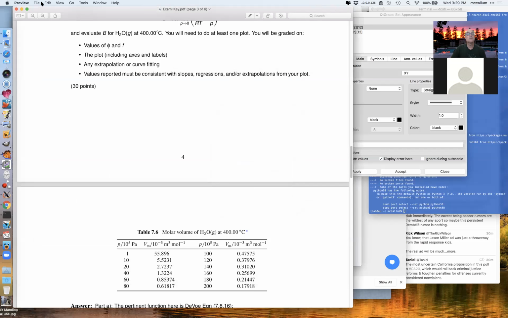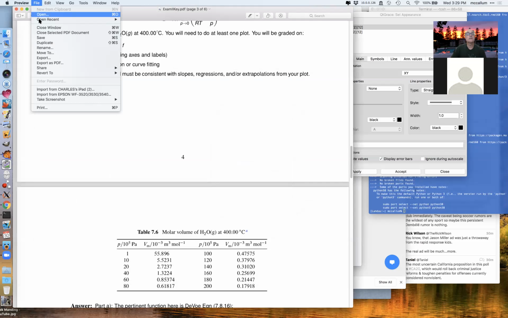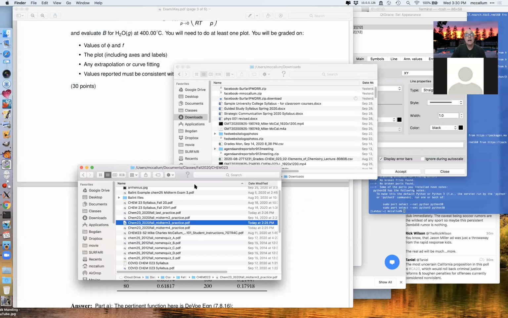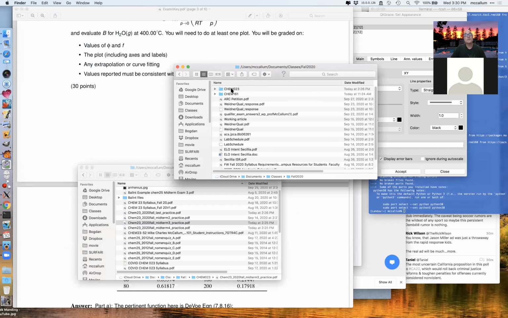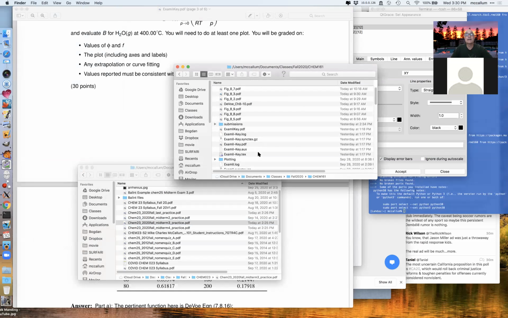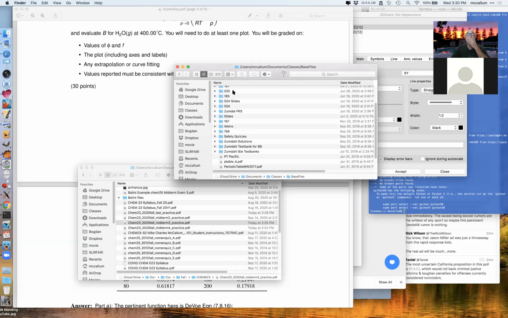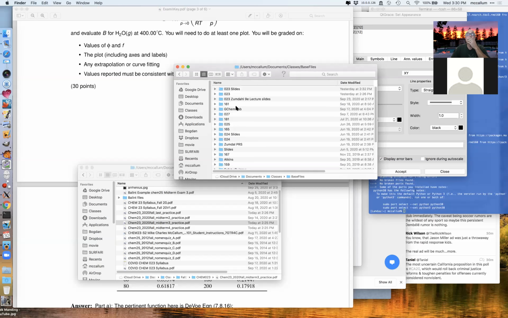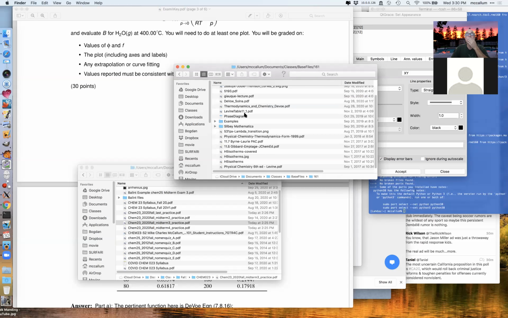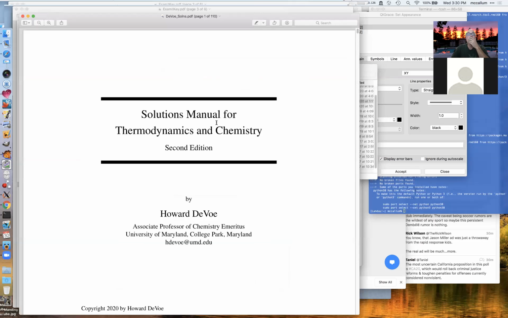In a problem like this, I have to tell you, I don't really care if you don't get the exact answer. And I'll show you why I don't really care if you get the exact answer, because I have to find the file. I organize things consistently, but that means I can't find it. Okay, here we go.